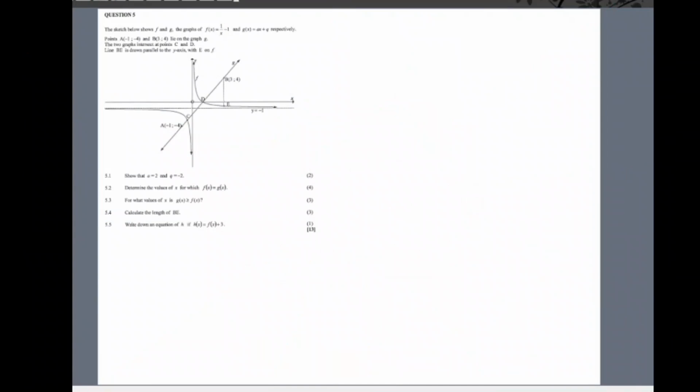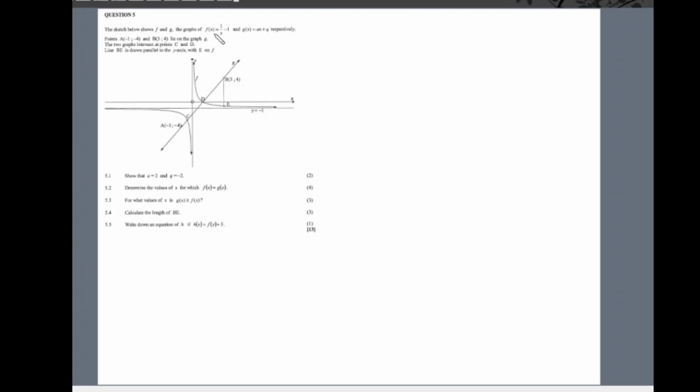Hello everyone. So in this video we'll discuss this question from Paper 1 Maths Grade 10, right? So here we have a sketch of f and g. Okay, let us just read the statement of the question. The sketch below shows the graph of f and g.